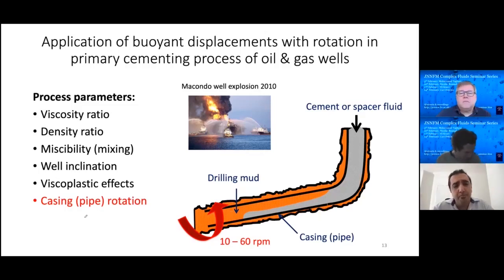So the process parameters are many: the viscosity and the density ratio between the two fluids, miscibility and mixing, well inclination angle, and viscoplastic effects of the drilling mud. These are all parameters of the flow. And in some cases, the rotation of the casing, which is a pipe, at rotation rates of 10 to 60 RPM can be used to improve the displacement efficiency and improve the process. But in the scientific literature, there is not much information on that.